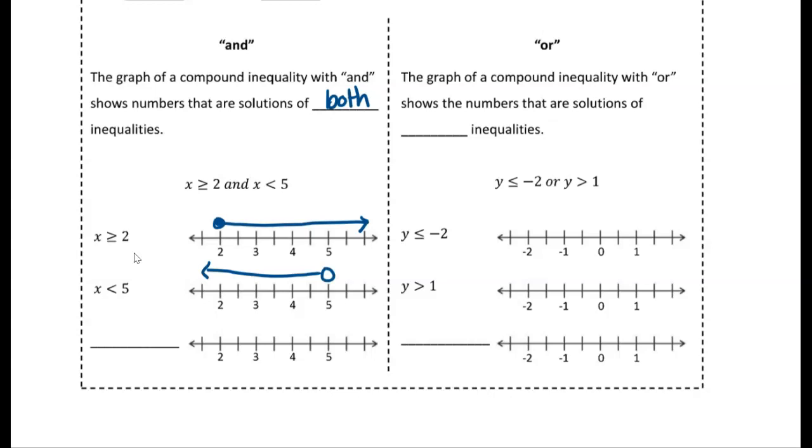And so where both of these happen, so think about where both things happen, is from 2 all the way up until 5. Because when you go past 5, that's only the x is greater than or equal to 2. And when you go to the left of 2, that's only the x is less than 5. So you're looking for the section where they both occur. So that happens from 2 to 5 and everything in between. So you see my closed circle at 2, just like I had on greater than or equal to 2, my open circle at 5, just like I had on 5, and then connecting in between.